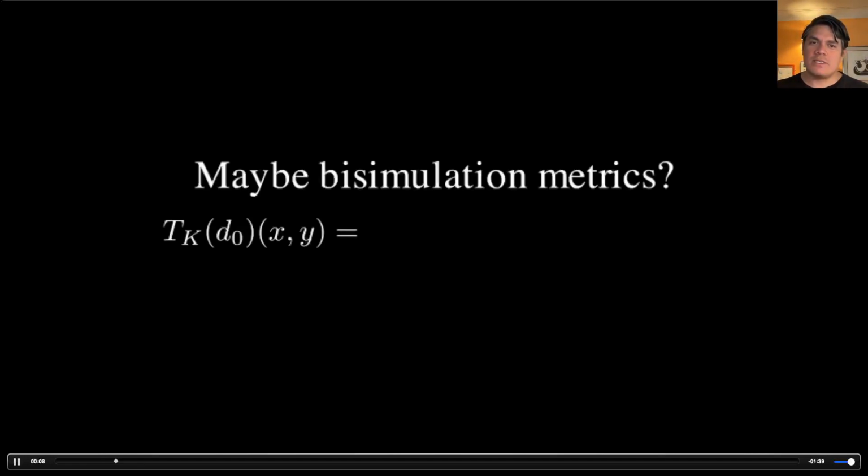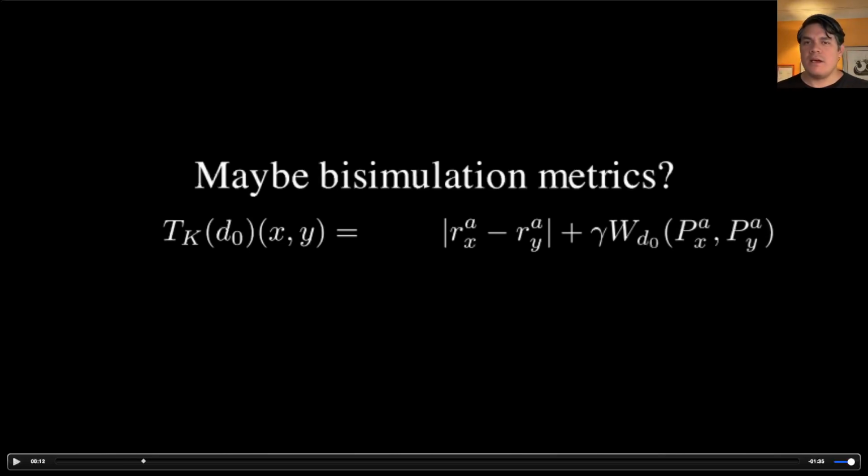The way it does this is it first adds the absolute value of the difference between rewards from state x and state y under an action a, which I'll explain in a little bit. It adds that to the discount factor gamma multiplied by the Kantorovich, or what's often known as the Wasserstein metric, between the next state distribution from the states x and y under the action a. And this action a is picked in order to maximize this sum. So we feed d0 into our update operator tk. It applies this maximization over the sum, and that's our new metric, which we can call d1.